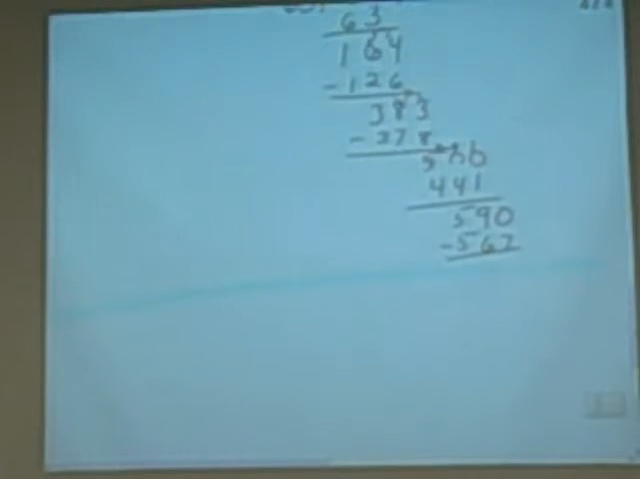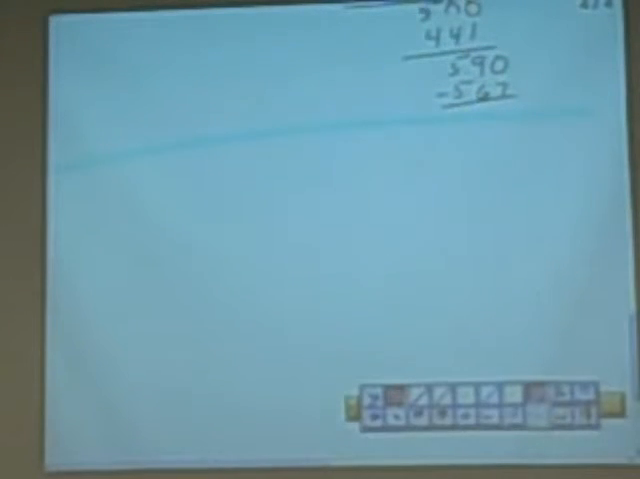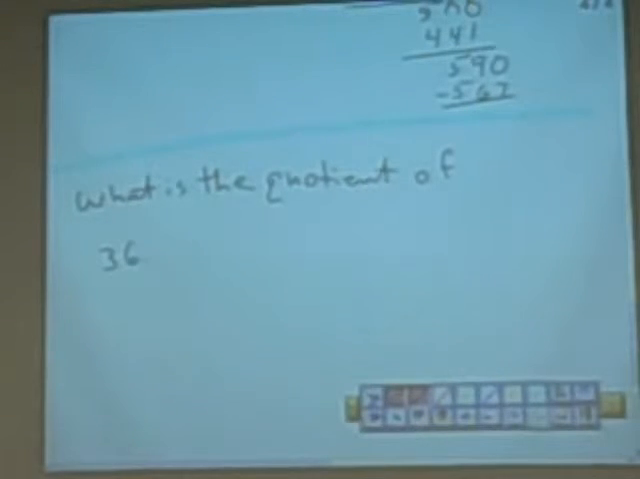All right, let's say that we have: what is the quotient of 36.39 and 10 squared.